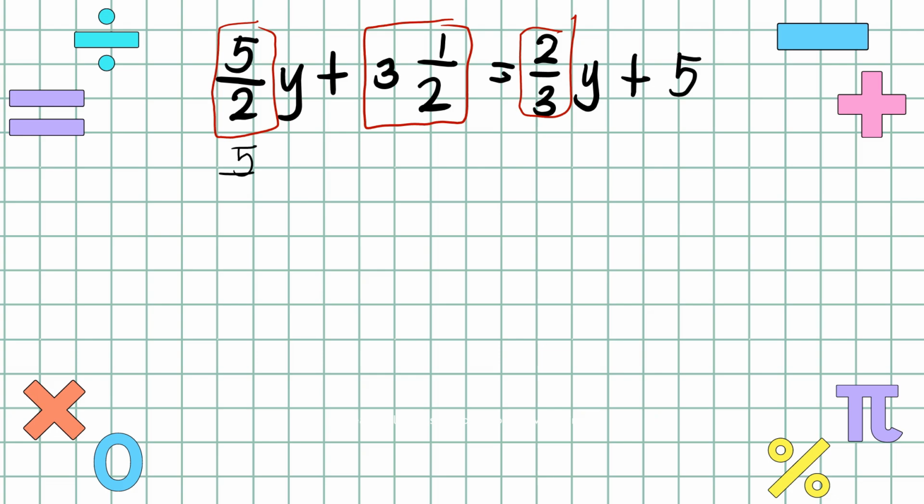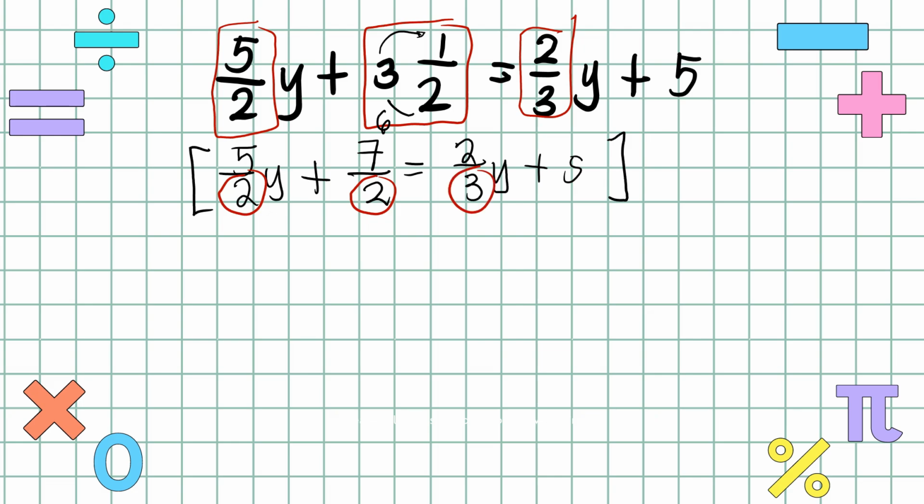So we'll have 5/2 y plus 3 1/2, which will become 2 times 3 is 6, and 6 plus 1 is 7. So it will become 7/2 is equal to 2/3 y plus 5. And the reason I ask you to do that is for us to easily get rid of the fractions by multiplying everything by the LCM of our denominators. The denominators here are 2, 2, 3, and we have an imaginary 1 for the 5, so we can simply disregard that. But among the 3 existing denominators, the LCM is 6. So we need to multiply by 6.